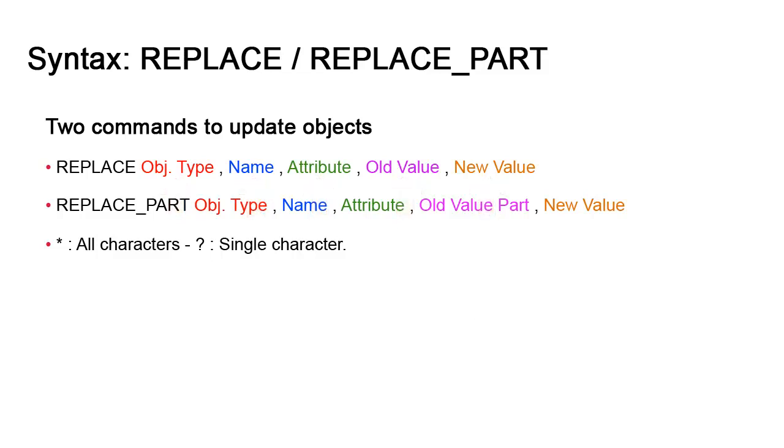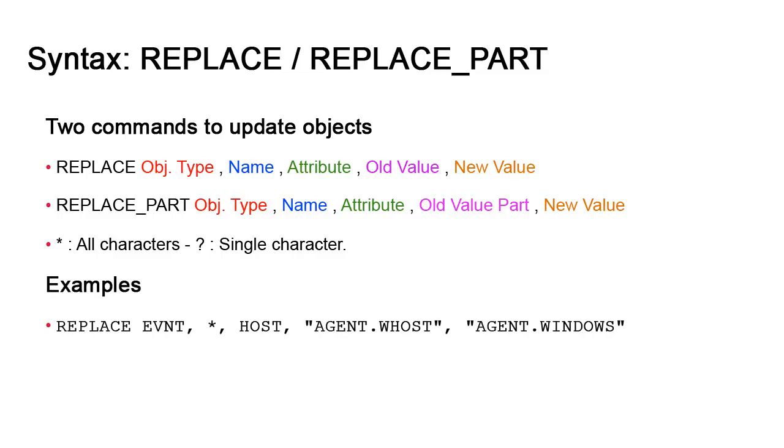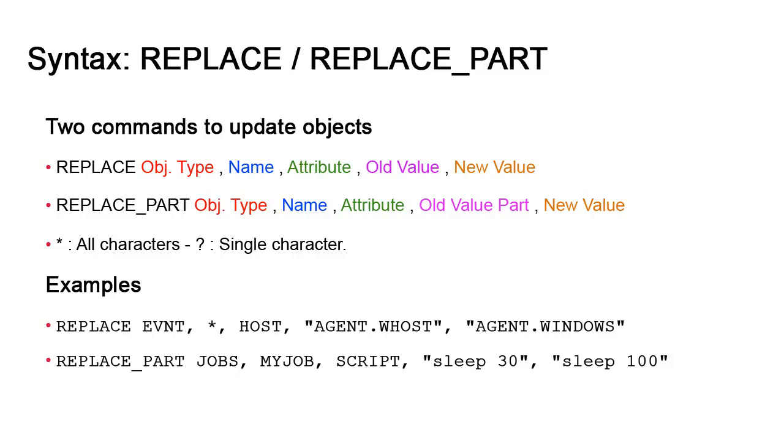Here are some examples. In the first, we're substituting attributes for event type objects. We're applying the change to all events in the file. The affected attribute is the agent. The original agent name is agent w host, and the new agent name is agent windows. In the second example, we're applying a change to job objects. We're targeting a specific job called myJob. We're changing the scripts, and within that script, we're replacing the string sleep30 with sleep100. We're not replacing the entire script, and so we have to use replace_parts.